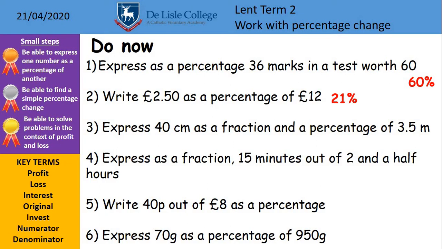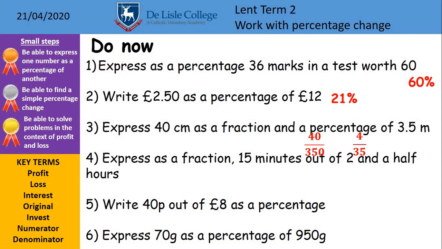Question 3, express 40 centimetres as a fraction and a percentage of 3.5 metres. Now, as the units are different, we need them the same, so let's change to the smaller unit of centimetres. So this would be 40 out of 3.5 metres, well there are 100 centimetres in a metre, so if we do 3.5 multiplied by 100 we would get 350, and cancelling this down we would get 4 over 35.